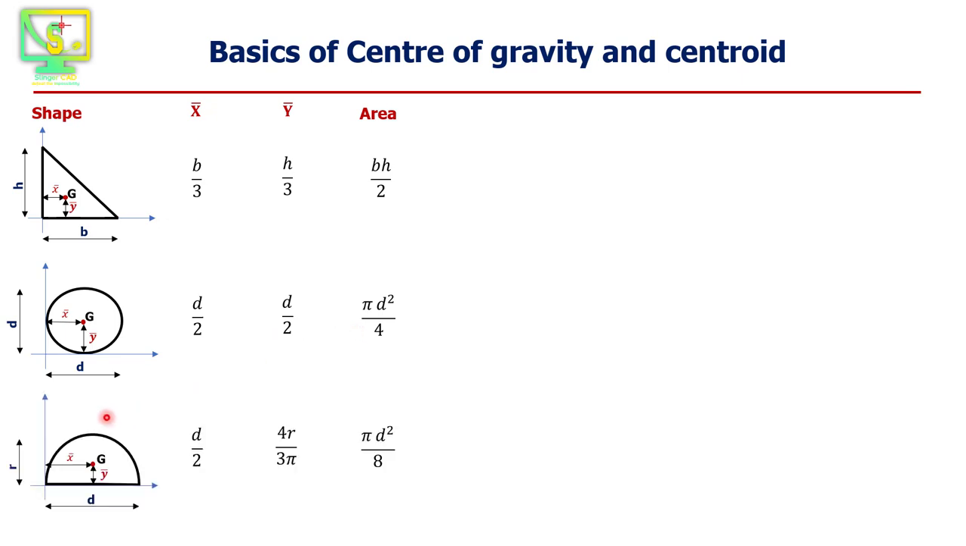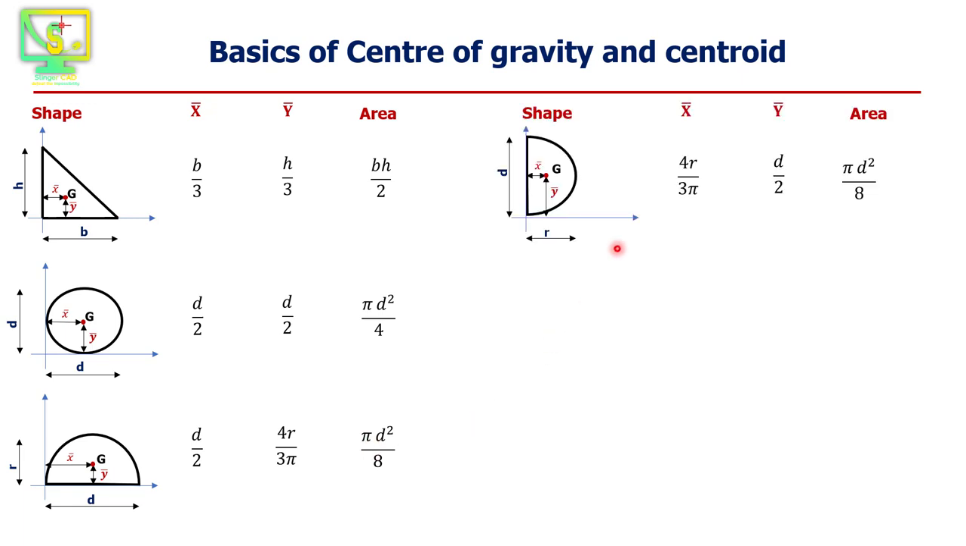If it is a semicircle, X bar is D by 2, Y bar is 4R by 3 pi, area is pi D square by 8. If it is a semicircle like this, then X bar is 4R by 3 pi, Y bar is D by 2, area is pi D square by 8.